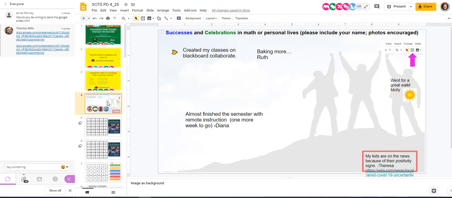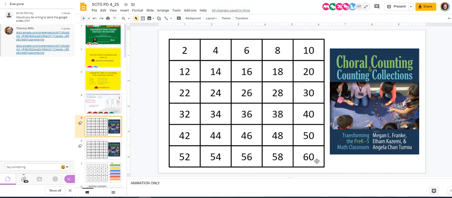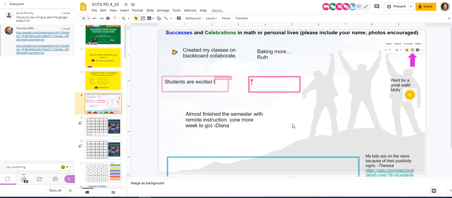All right, come join me on slide 4. You are going to grab yourself a text box. It looks like this little box with a T in it. Put it somewhere on this screen and share with us, what are you celebrating right now? What successes have you had? And I'll ask a couple people to share out.